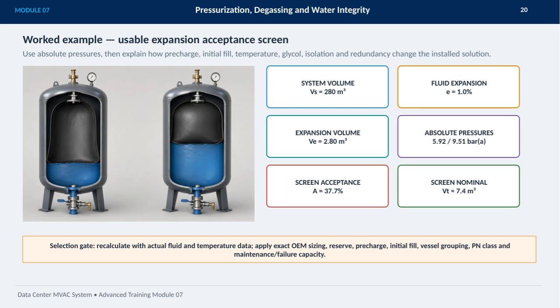The screen acceptance is calculated at 37.7%, while the screen nominal volume is approximately 7.4 cubic meters. Importantly, we must use absolute pressures during calculations and then explain how factors like precharge, initial fill, operating temperature, glycol content, isolation, and redundancy impact the installed solution. Finally, before finalizing the selection, it's essential to recalculate using actual fluid and temperature data, apply precise OEM sizing guidelines, and consider reserves, vessel grouping, pressure class, and maintenance or failure capacities to ensure reliability and safety.